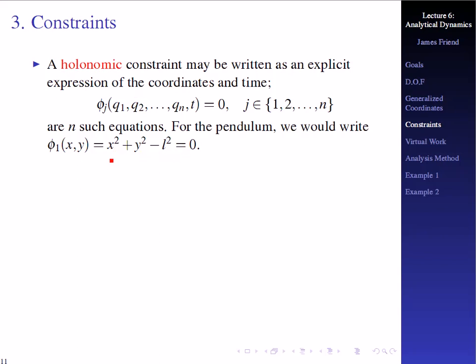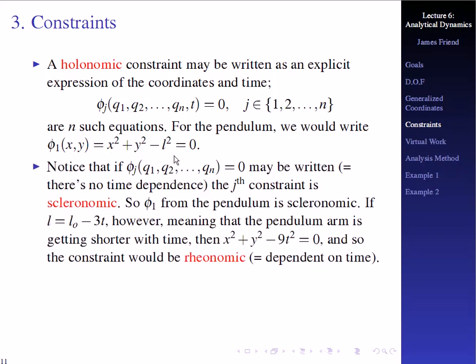That's explicitly writing out. There's no derivatives here, there's no inequalities, there's no integrations, there's no nothing. It's x, y, and those are our coordinates. And we have l squared there as a constant. Okay? If we notice that maybe we don't have any time dependence, right, we don't have time written in here, then we say that this particular constraint is also scleronomic. So a holonomic constraint may be scleronomic if there's no time that's written in there explicitly.